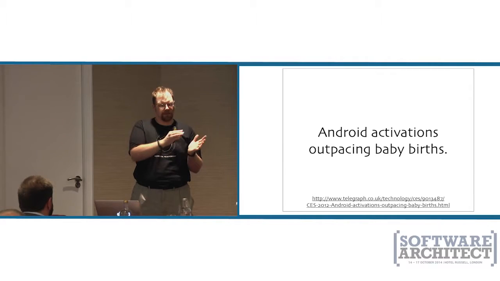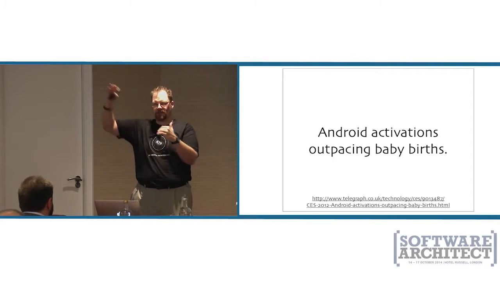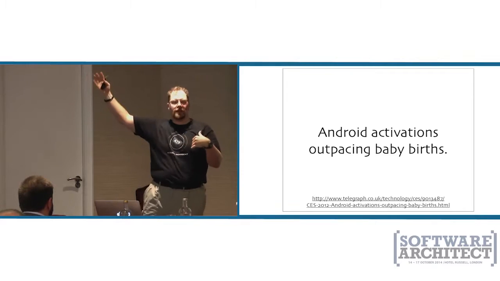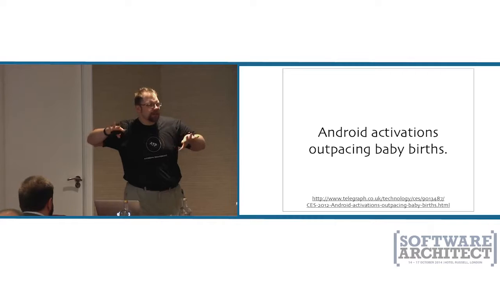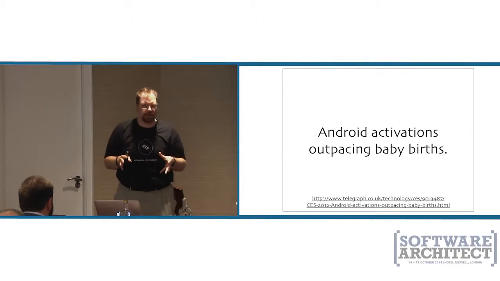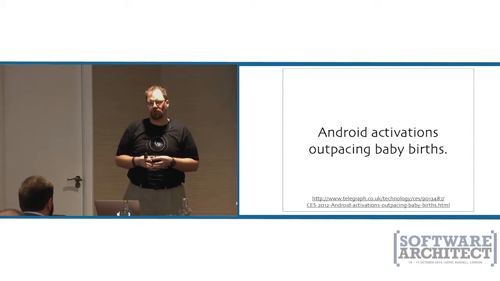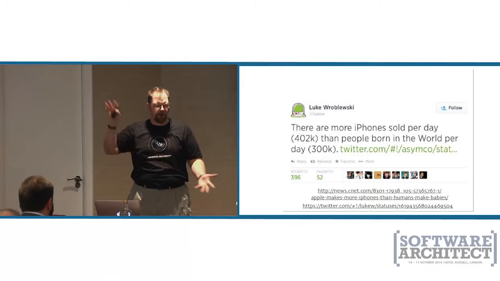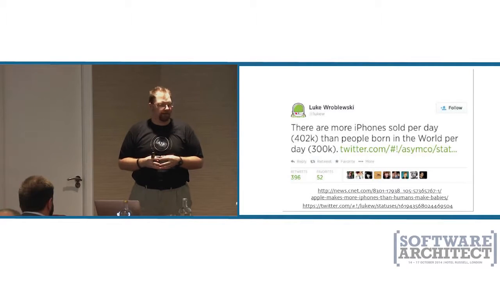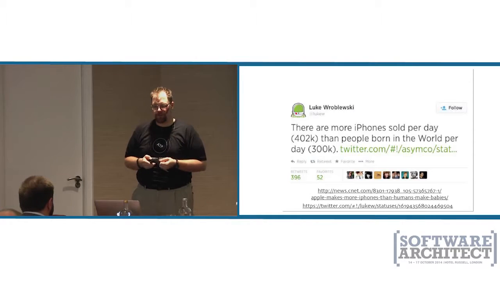And it was kind of a big deal when it finally sort of tipped over, but now it's like double, almost 3 times the amount. And we're talking about 1 million-ish Android devices activated every day. There's about 300,000 kids born in the world every day. iPhone sales have far outstripped baby births as well. Right? And these are old numbers. I mean, this is from a while back.